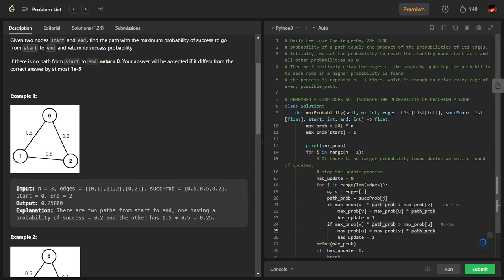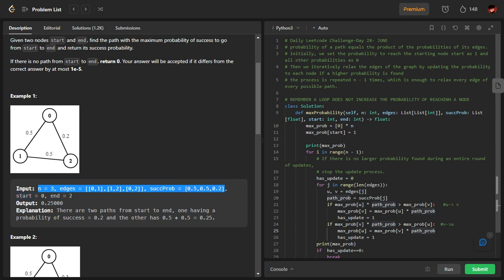Now come to the case of 1 comma 2. There is an edge between 1 and 2. It's an undirected edge, so we don't know whether it's going from 1 towards 2 or from 2 towards 1. We just know that the probability of traversing this edge is 0.5. Now coming to 0 comma 2, you can again see the edge between 0 and 2, and its probability is slightly different, which is 0.2. So these are the inputs given to us. I think each of these things is making sense to you right now, easily understandable.